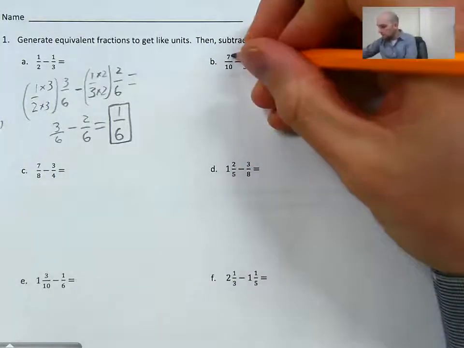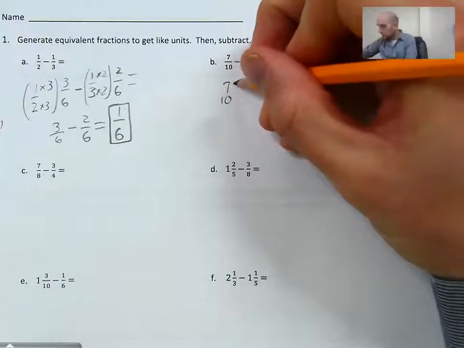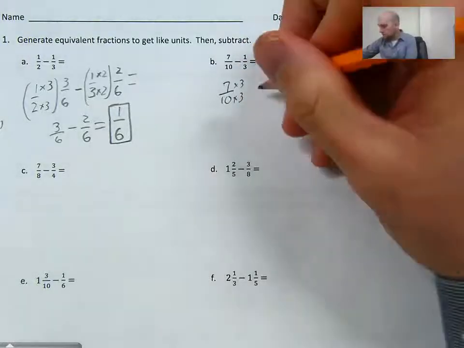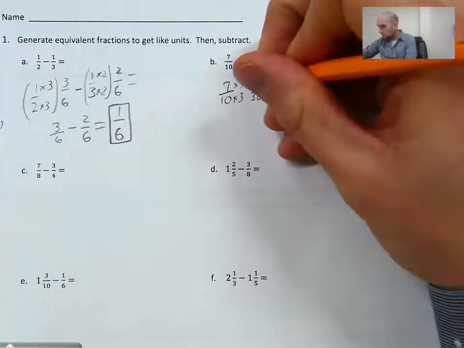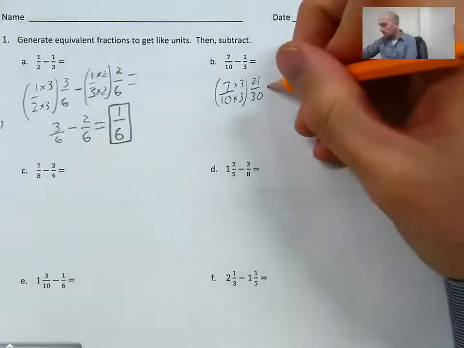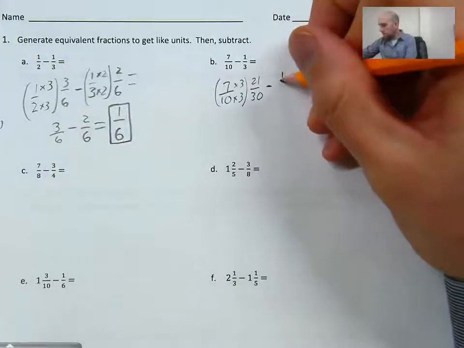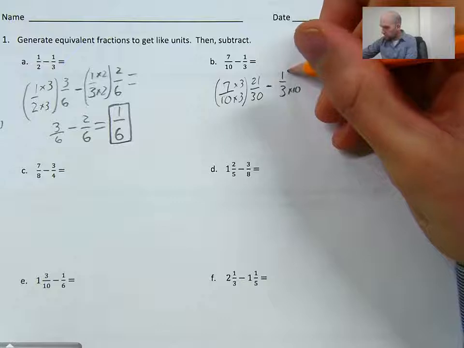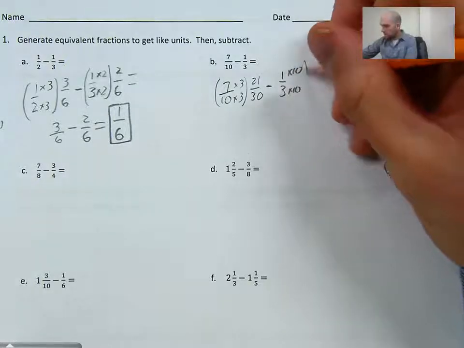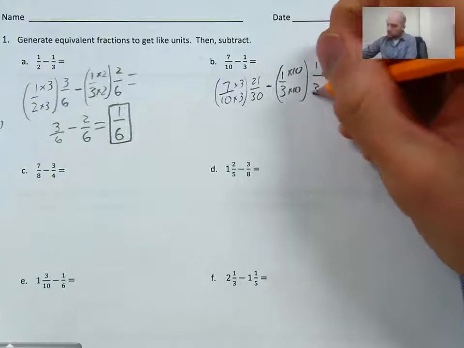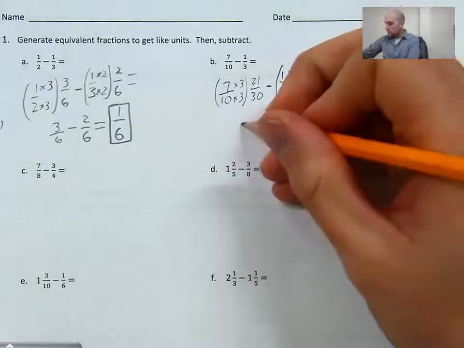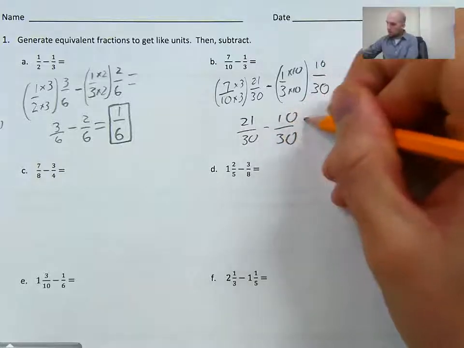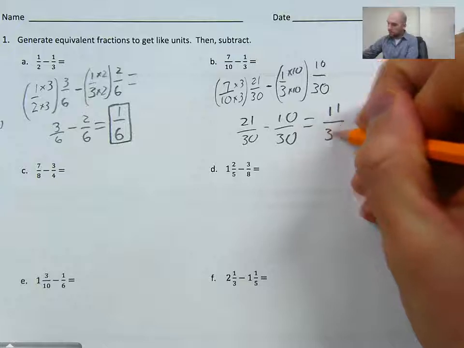So use 7/10 times 3 to get to 21/30. And then I have 1/3. I need to multiply 3 by 10. I need to multiply 1 by 10. And I'm going to get 10/30. Then I'm going to do 21/30 minus 10/30. And I get 11/30.